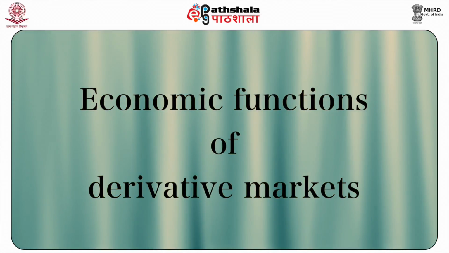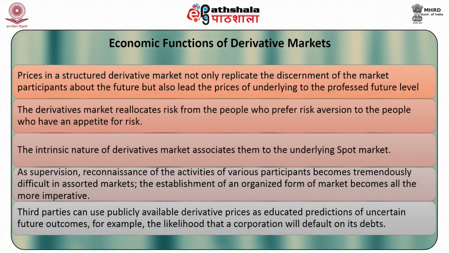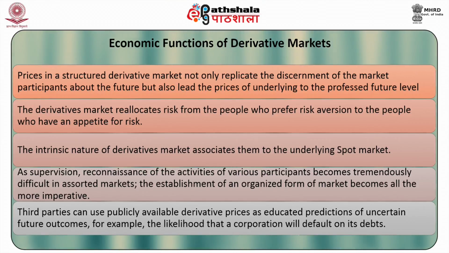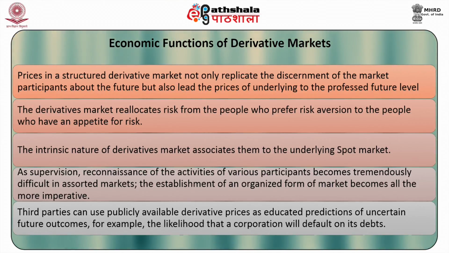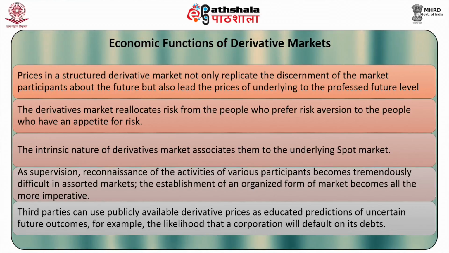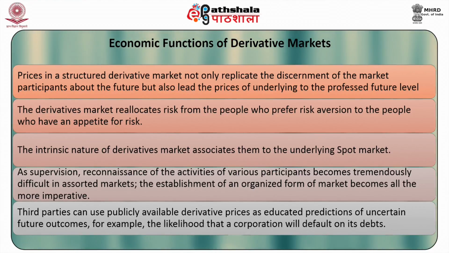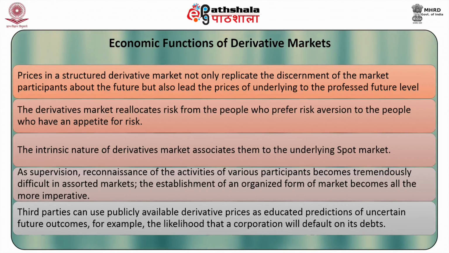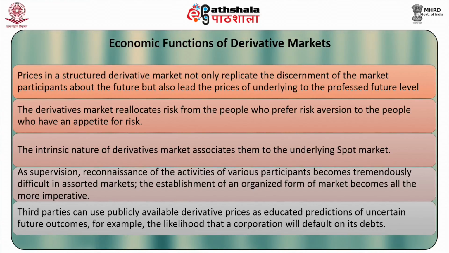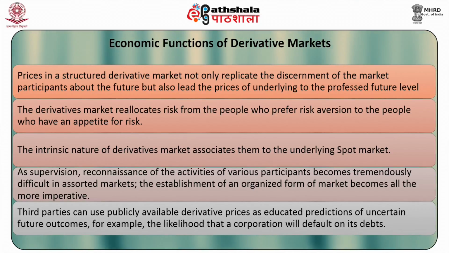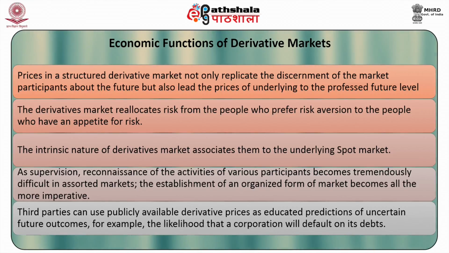Economic functions of derivative markets. Some of the salient economic functions of the derivative market include: first, prices in a structured derivative market not only replicate the discernment of the market participants about the future, but also lead the prices of the underlying to the professed future level. On the expiration of the derivative contract, the prices of the derivative converge with the prices of the underlying. Therefore, derivatives are essential tools to determine both current and future prices.